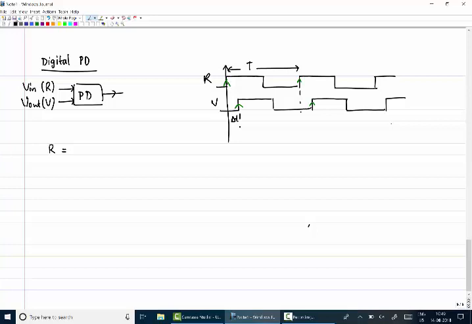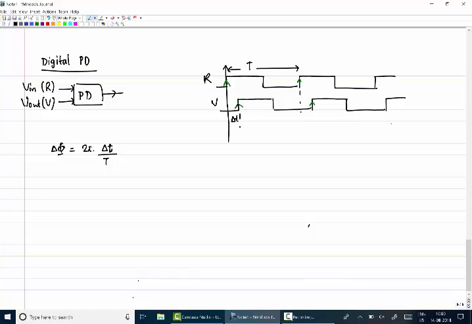Okay, I did not limit myself to any particular instant. I said, okay, this is what it is for all the time. But here we are only considering these edges, so this is the time difference. For the R and V signals, the phase error you see here, delta phi, is equal to 2 pi times delta T over T, if T is the time period. And here the time period of the two signals is the same. This is what we want to measure using the digital phase detector.